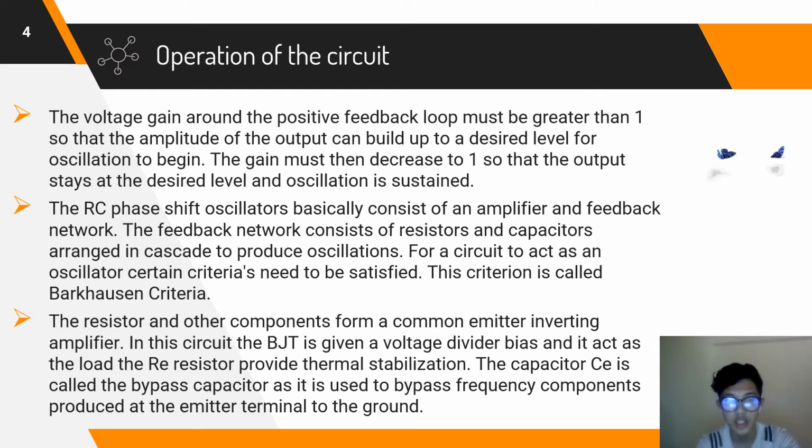The resistors and other components form a common emitter inverting amplifier. In this circuit, the bipolar junction transistor is given a voltage divider bias and it acts as a load. The RE resistor provides thermal stabilization. The capacitor CE is called the bypass capacitor as it is used to bypass frequency components produced at the emitter terminal to the ground.